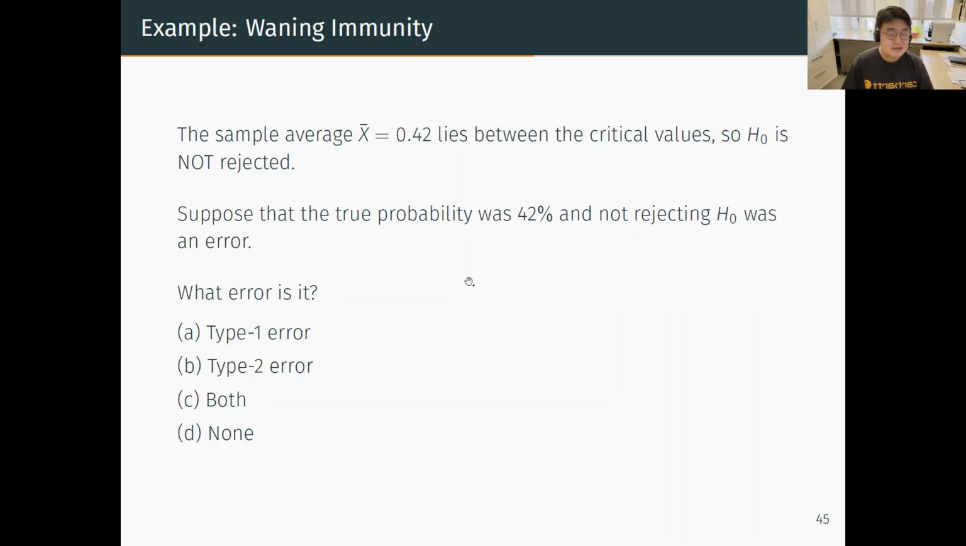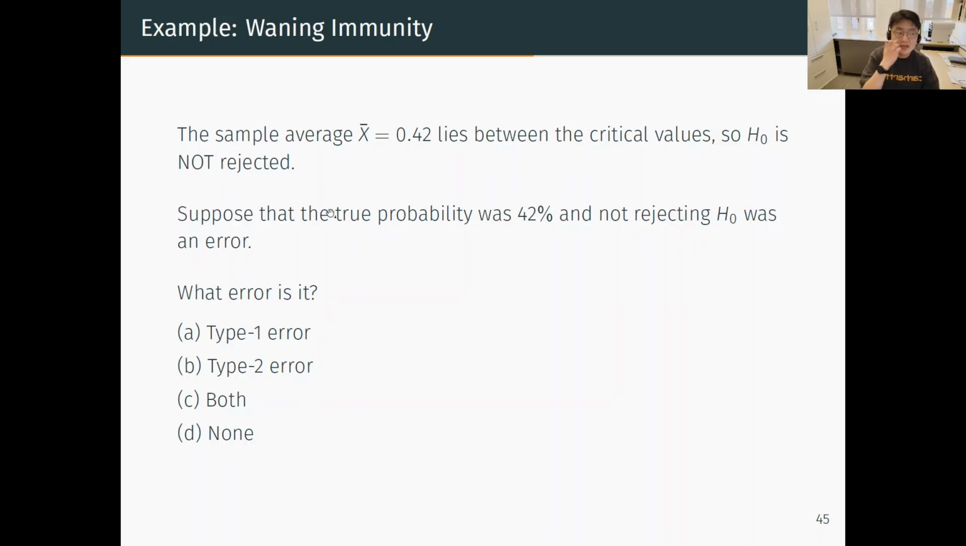So to analyze that, first remember, type 1 error is when you reject a correct null hypothesis, and type 2 error is when you do not reject a wrong null hypothesis. So in this case, you did not reject the null hypothesis, so this cannot be a type 1 error, right? Type 1 error happens only when you reject. So your decision cannot be a type 1 error, but it may be a type 2 error.